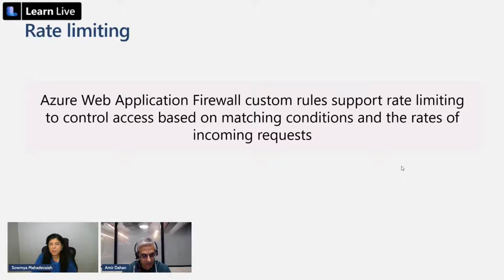We have seen many HTTP flood attacks, cache bypass attacks, and other types of DDoS attacks protected using this rate limiting custom rule.